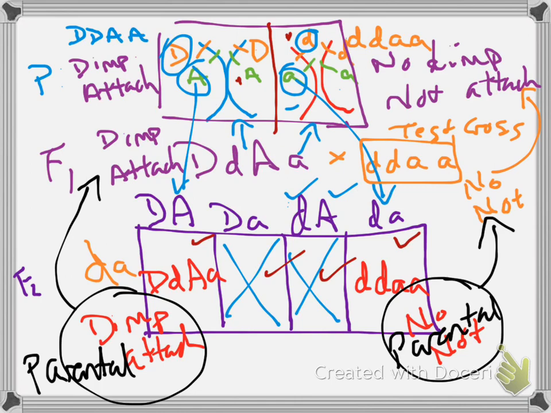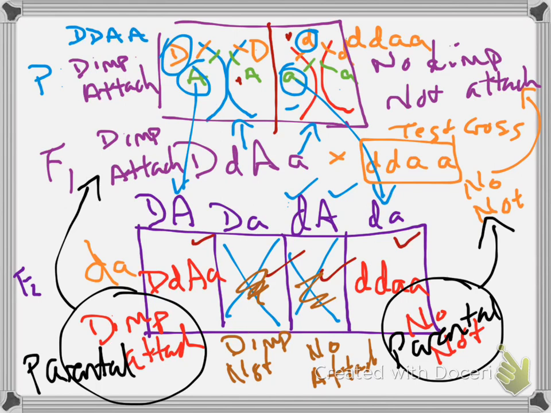If those genes are linked, half of them should be like one parent, and half of them should be like the other parent. What you won't see is dimples with non-attached earlobes or no dimples with attached earlobes, because these can't happen. If you get confused by that, rewind this and look at it again. Make sure you get that, because that's really important.